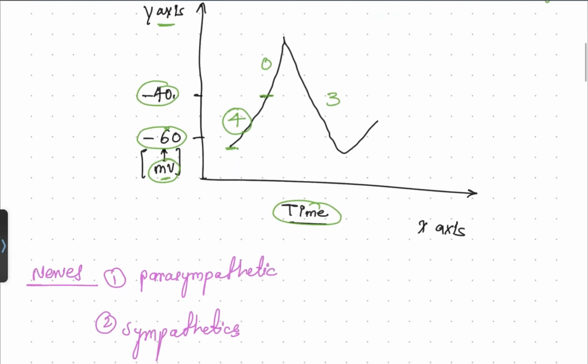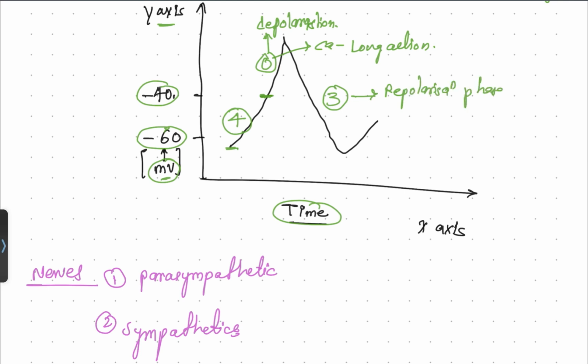Then we have phase 0. Phase 0 is the depolarization phase. From minus 40 there is the beginning of the action potential. Here again the calcium channels will act, but here the long acting calcium channels will act. Then we have phase 3, which is called the repolarization phase. This is due to the efflux of potassium.